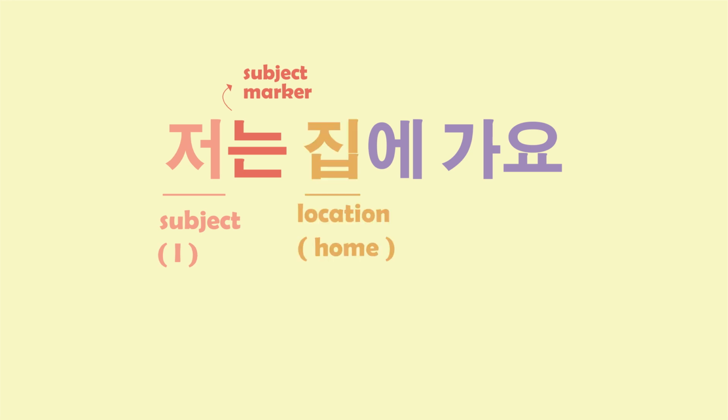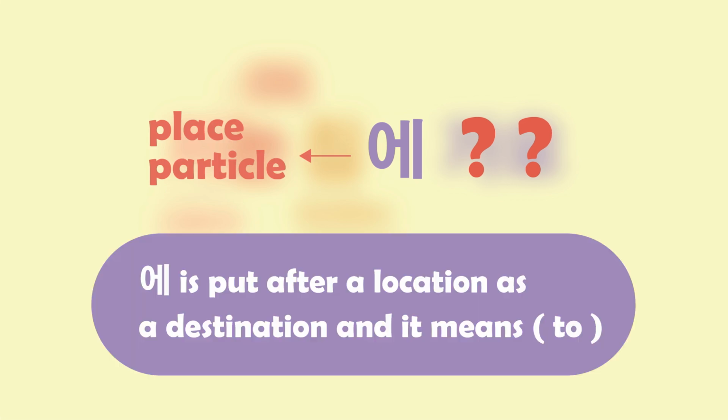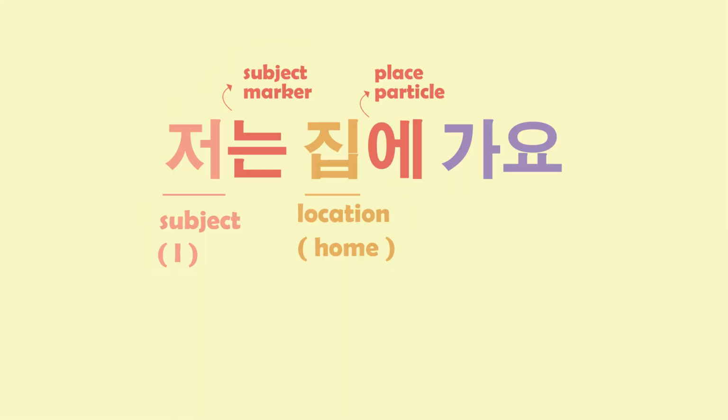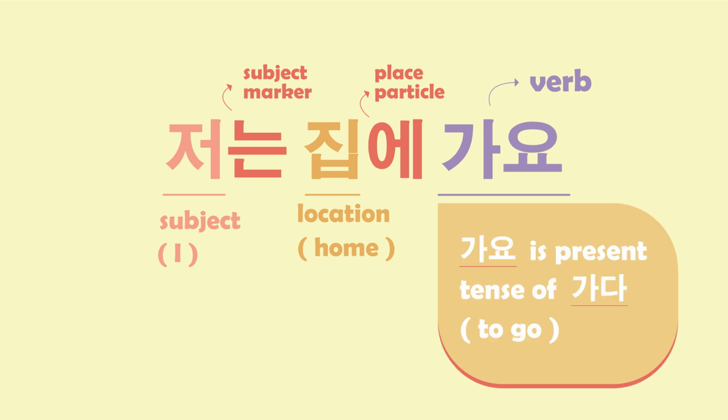Let's take a look. 저 means I, and it is the subject. 는 is a subject marker. 집 means home and is a location. What about 에? In this case, 에 is a place particle. 에 is put after a location as a destination, and it means to. And our verb is 가요. 가요 is the present tense of the verb 가다, and it means to go.